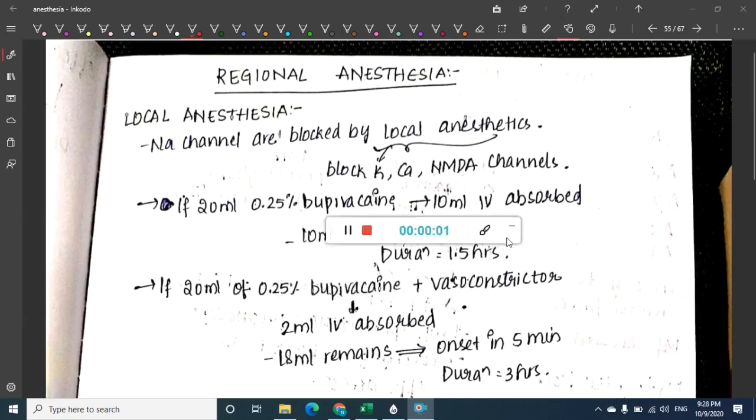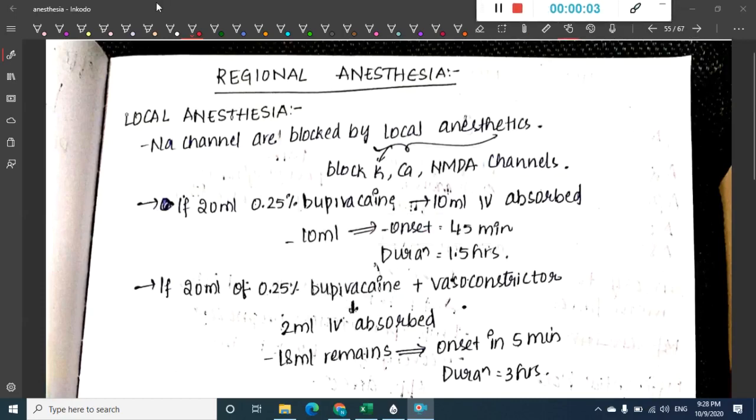Hello friends, welcome to a new topic today. In this chapter, let us now learn about regional anesthesia.